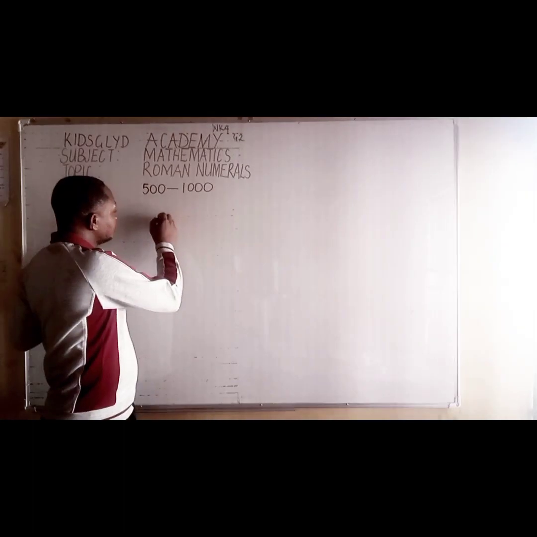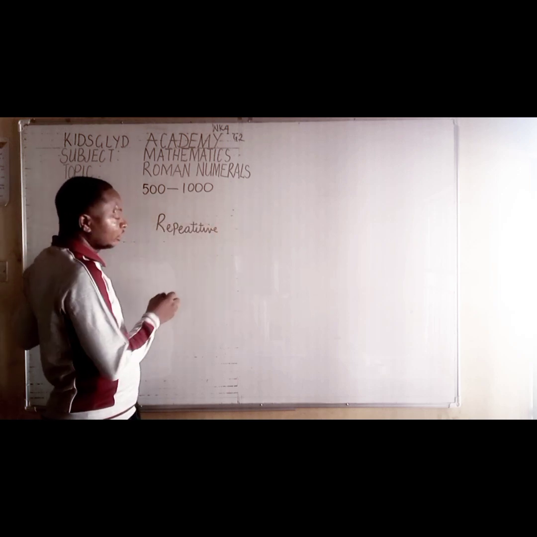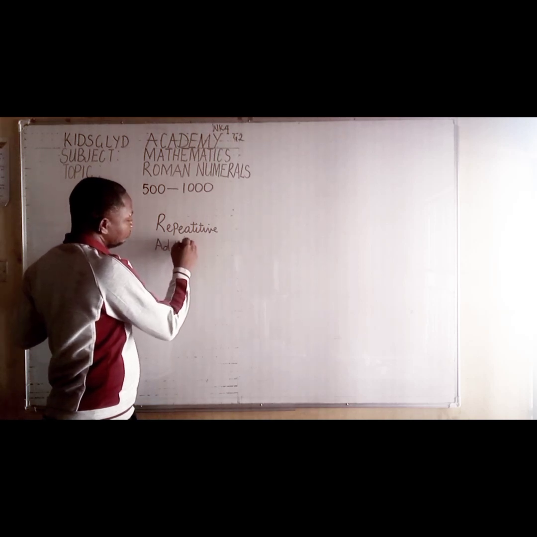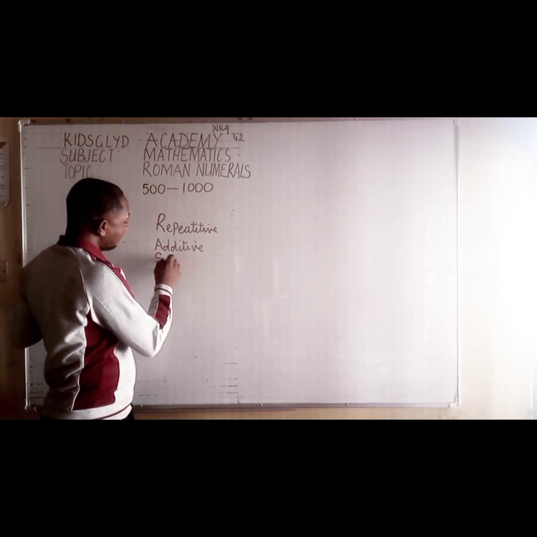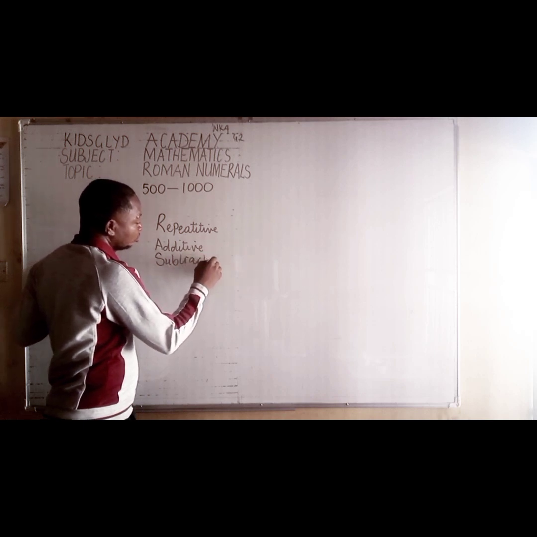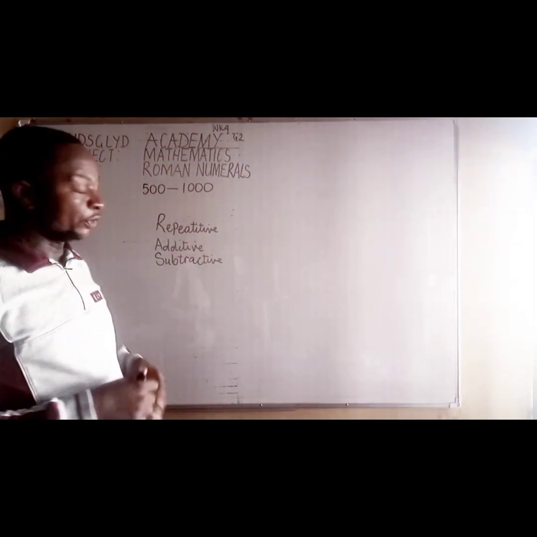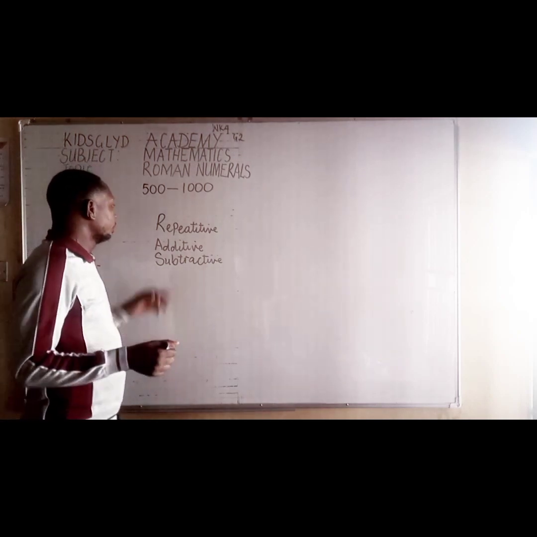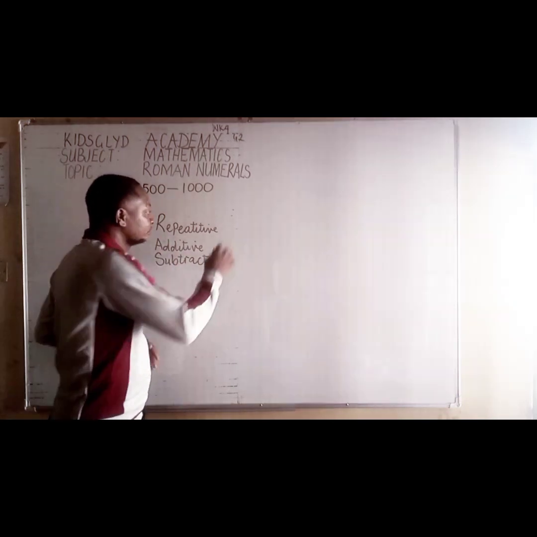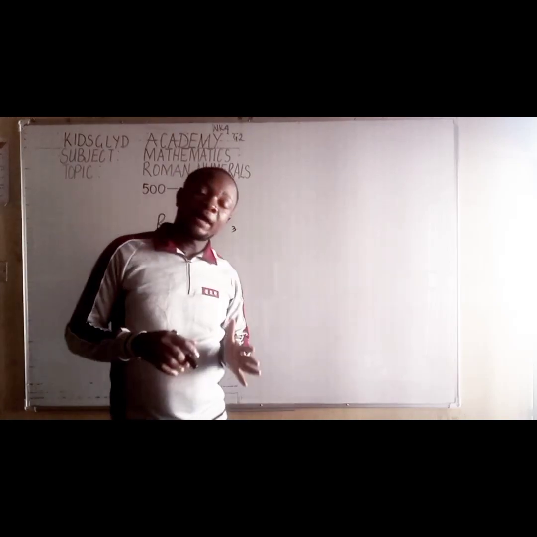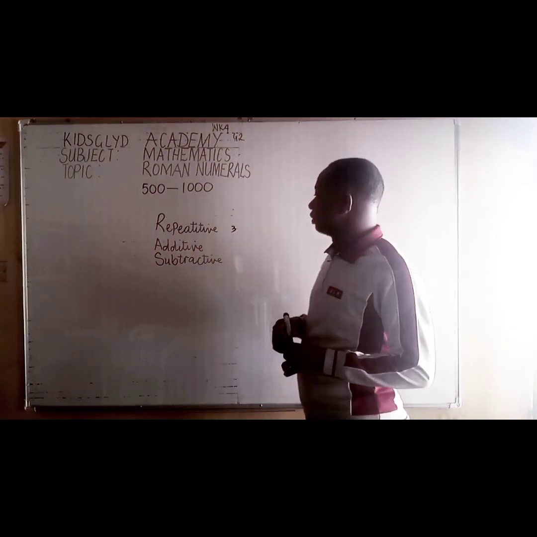One of the rules is the repetitive rule. We also talk about the additive rule, and the subtractive rule. We'll still talk about these rules so that we know how to forge ahead with our lesson today. The repetitive rule says no number is repeated more than 3 times only. Any number that repeats itself more than 3 times, automatically you are getting it wrong.